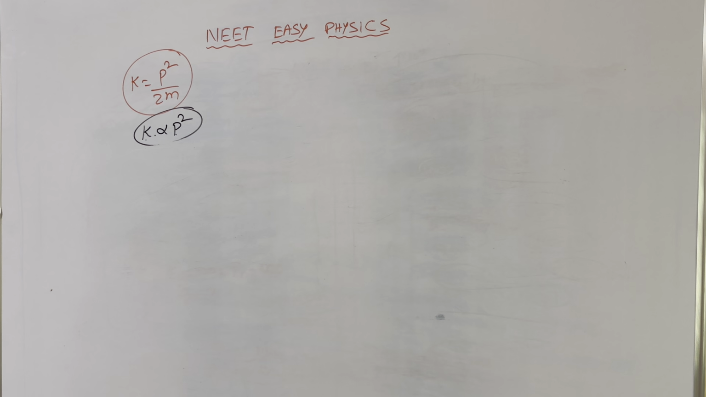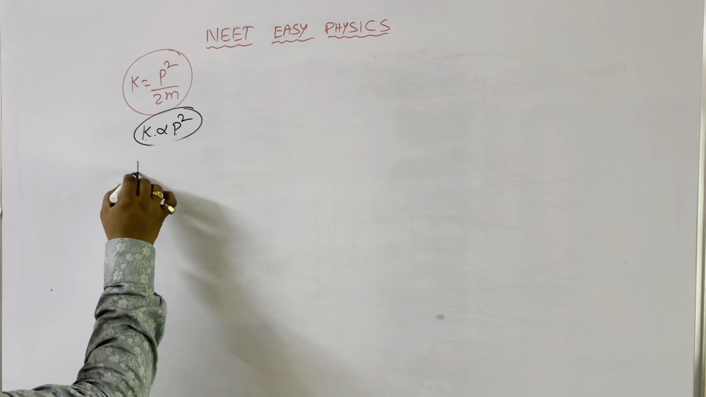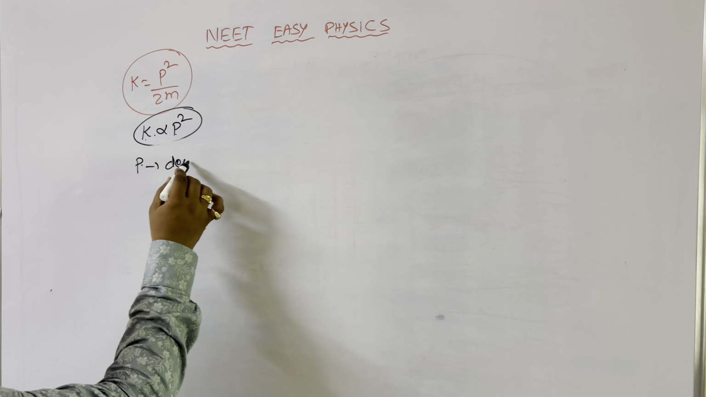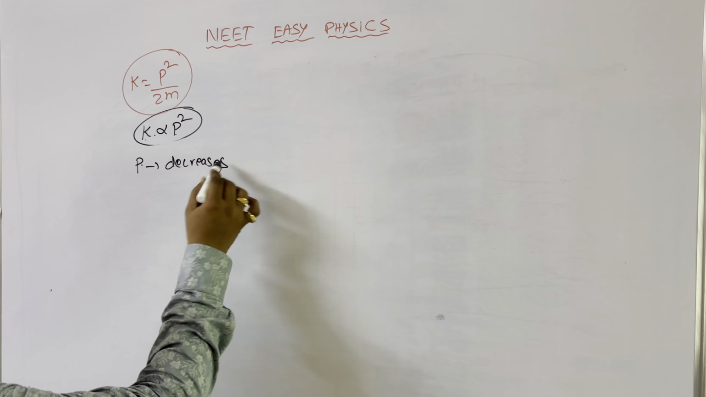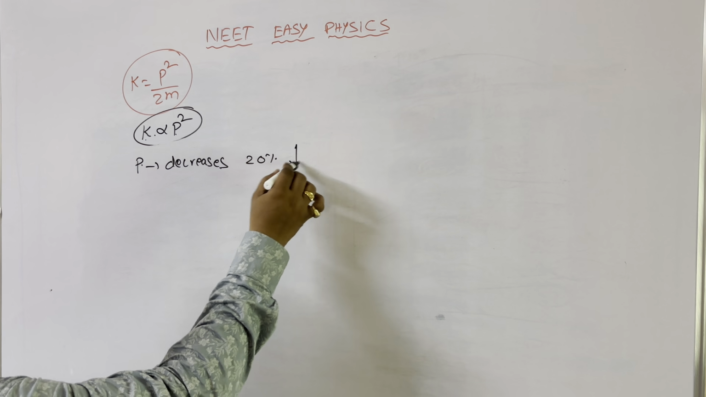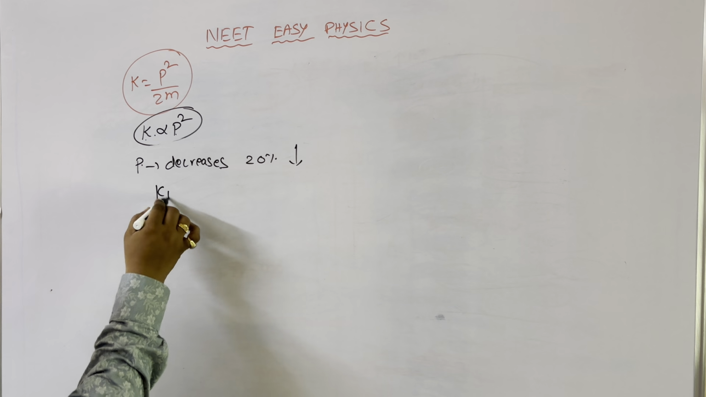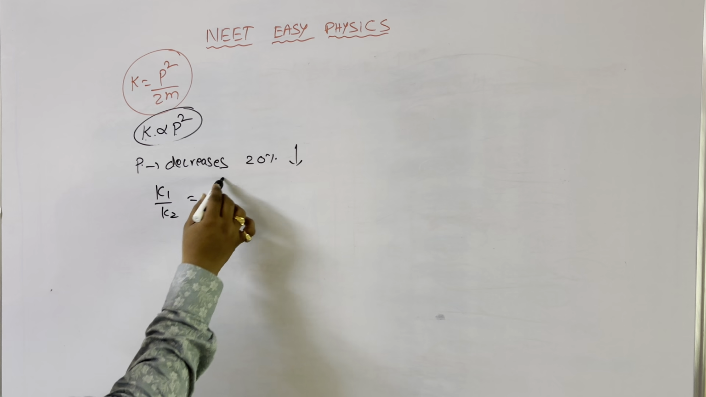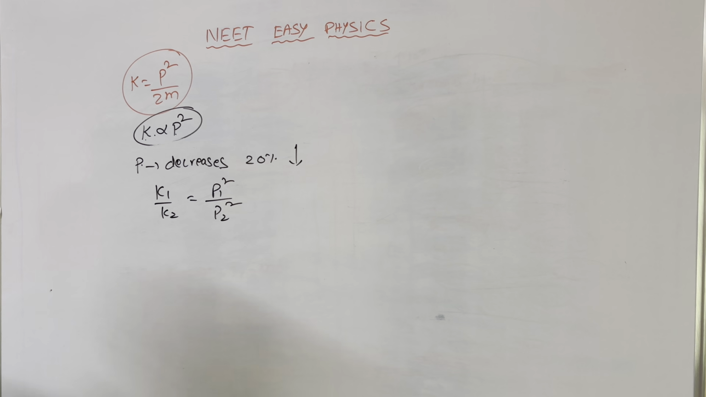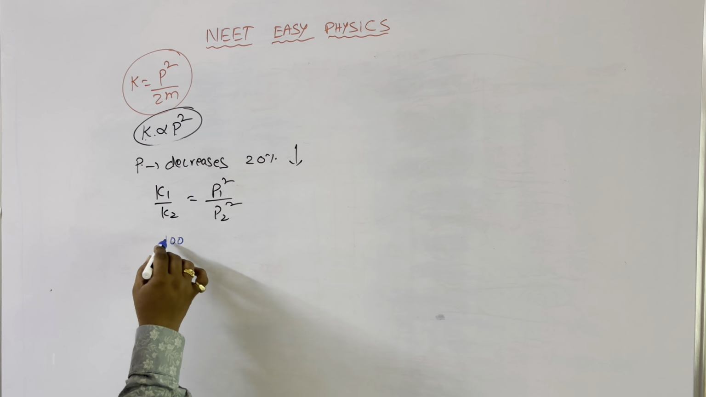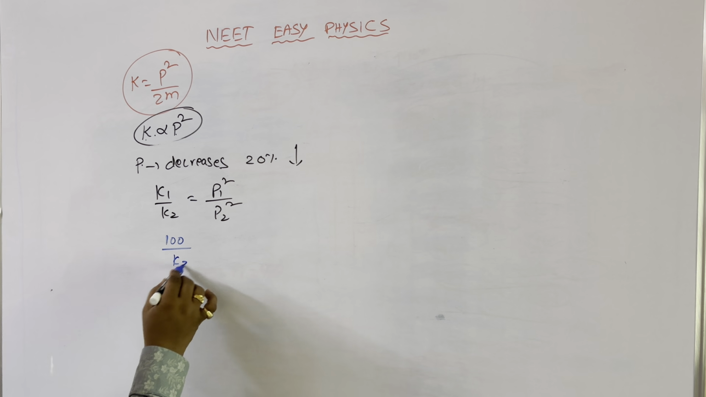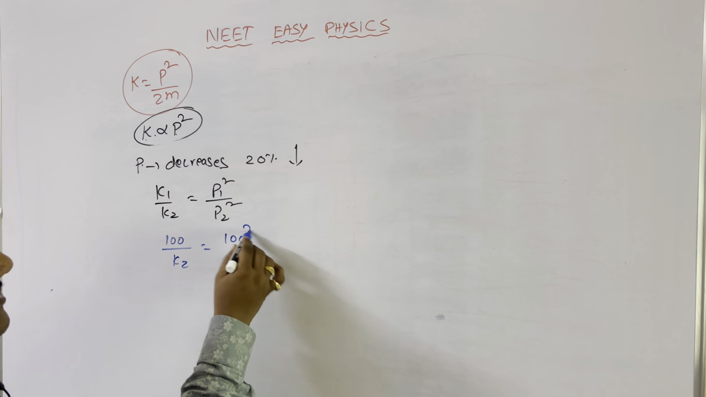Now we will see momentum decreases 20%. How the problem will become. Momentum decreases 20%. What happens to kinetic energy? K1 by K2 equal to P1 square by P2 square. What were the initial values I said? Initial values, K1 is 100, P1 is also 100.